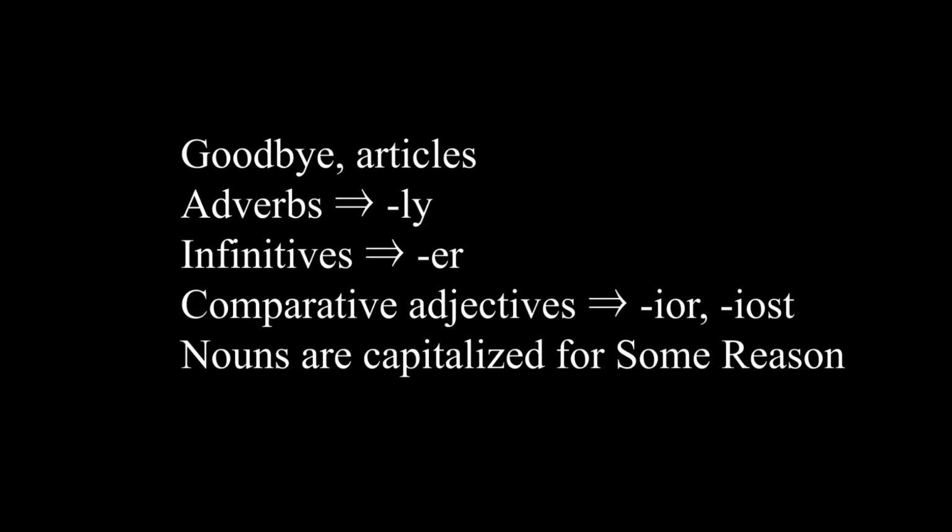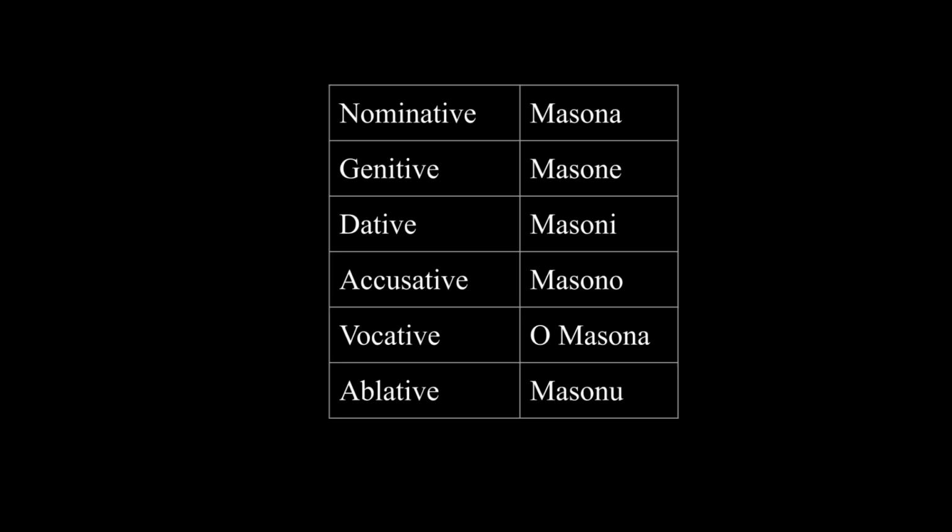So the grammar was decently interesting and innovative for the time, straight up deleting articles, using the li suffix for adverbs, for infinitives, and your and yost for comparative adjectives. He also clearly added some stuff just because it was part of his native language, German, such as capitalizing nouns and adding a pretty complex case system. This had nominative, genitive, dative, accusative, vocative, and ablative.